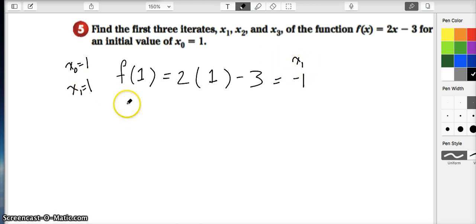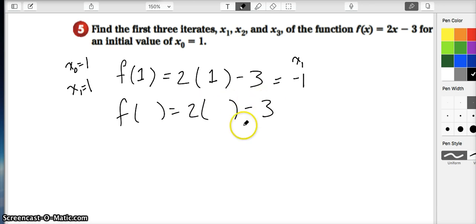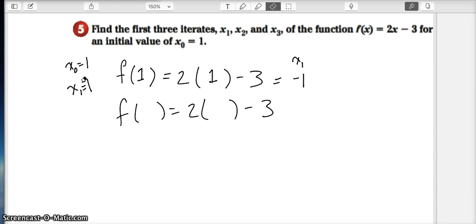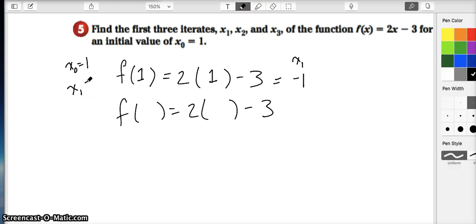How do we get the next one? I think you kind of know. We're going to start off with our blank function again, and plug in the value for x sub 1. What was that? It was -1. I think I lost my negative there. That looks bad. Let's try one more time. So x sub 1 is equal to -1. So I'm going to put a -1 in here. 2 times -1 minus 3 is actually now -5. And that is x sub 2. So x sub 2 is equal to -5.